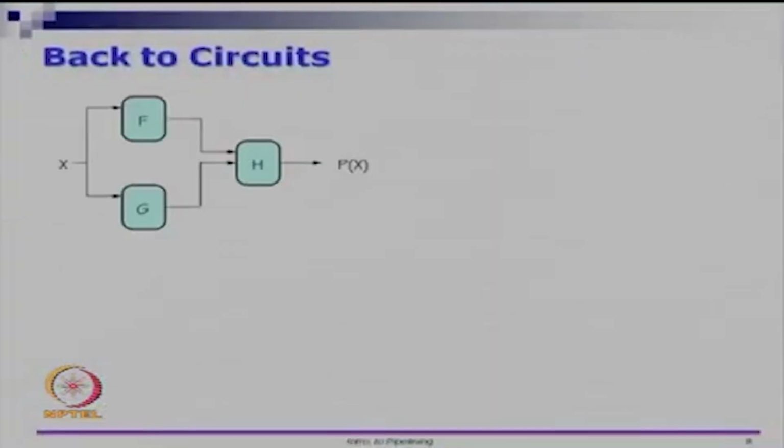So, let us get back to circuits. Let us say I have a circuit like this. I have X, which is an input, and I have two blocks F and G, which go to H. So, assume that F, G and H are all combinational to begin with. So, what we are getting out of the circuit, P of X, is some composition H of F of X and G of X. So, H is some function. You can think of F as some AND gate, this is some OR gate, that is some XOR gate or something like that. Let us assume that all these are combinational blocks.